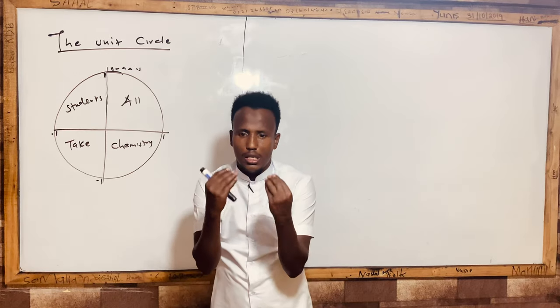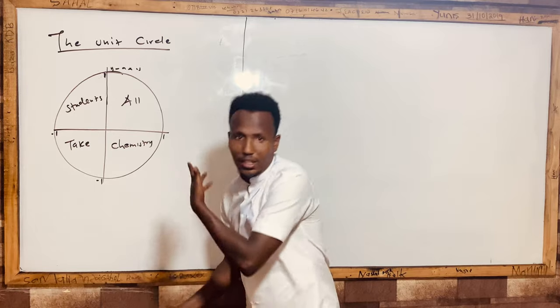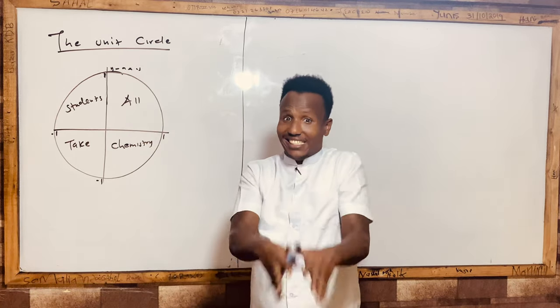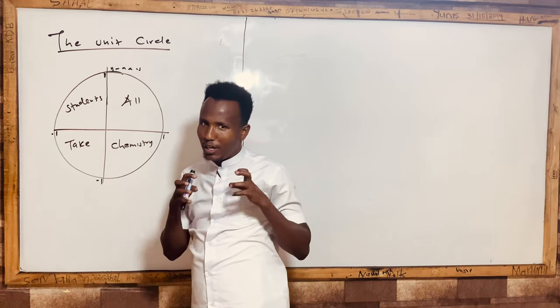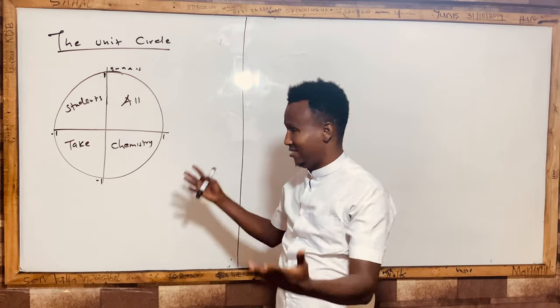So if I want to get sine 40, it falls here. It's positive. If I want to get cos 30, it falls here. If I want to get tan 78, it falls here, and it's still positive, remember. So any value you get from the first quadrant, whether it's sine, cosine, or tangent, they're all what?